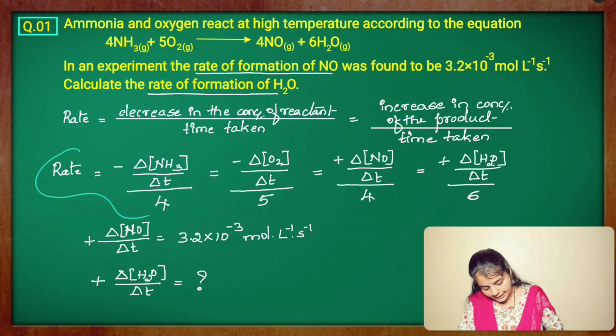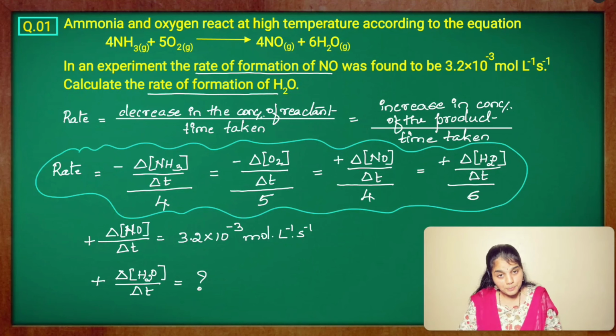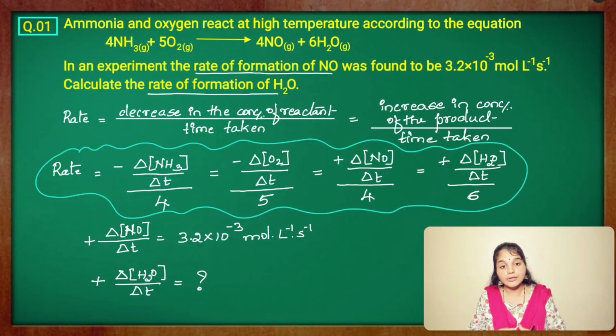Now from this rate expression which we have written for the given chemical equation, let us pick the value that is given to us in the question and what we need to determine. So here we have plus delta NO divided by delta T divided by 4, that is equal to plus delta concentration of H2O divided by delta T, which is divided by 6. So these two are required for us. Let us write it separately. Rate of a chemical reaction is equal to decrease in concentration of the reactants, which is equal to increase in concentration of the product. All these are equal.